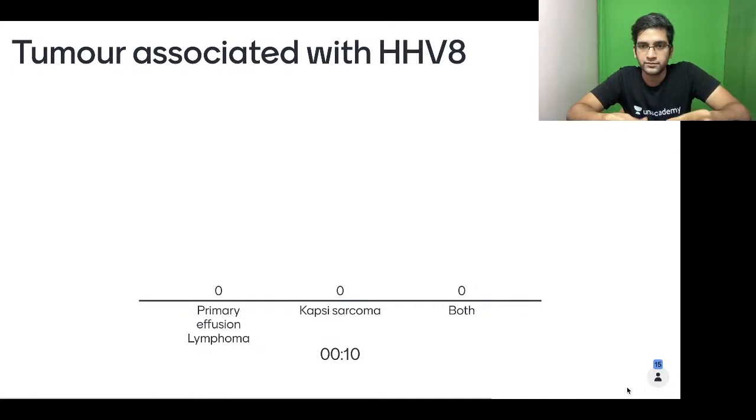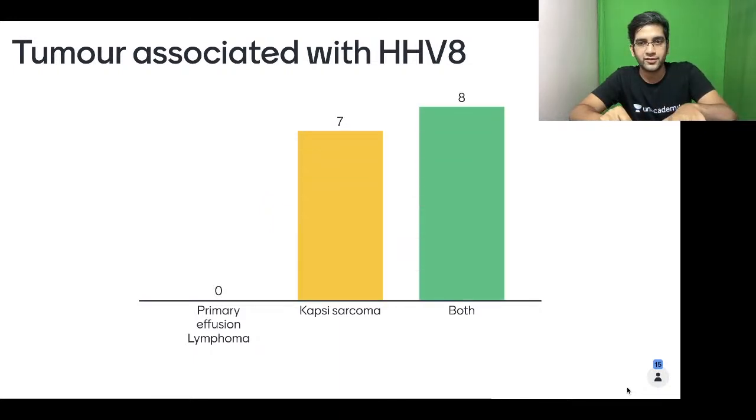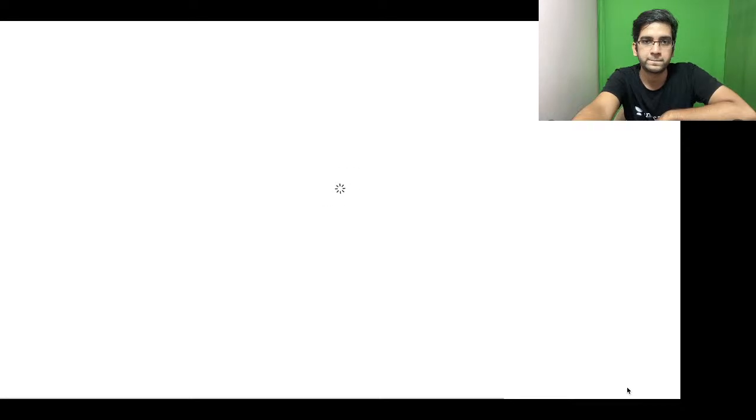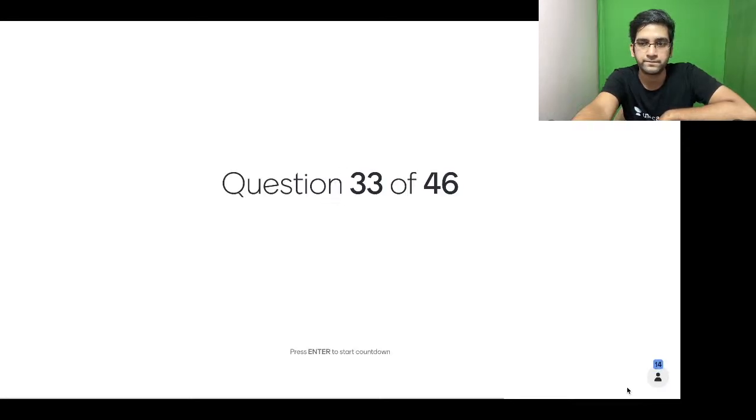Okay, I hope you have not made a mistake. All of you answered, not making a mistake, and wrote the first option. Oh, okay. Primary effusion lymphoma is a hematopoietic malignancy, which is also associated with HHV-8 and HIV virus, right? So answer is both. It's not just Kaposi. Both of them are associated with HHV-8, Kaposi sarcoma-associated herpesvirus, right? Great. Next question. Okay, let's start.